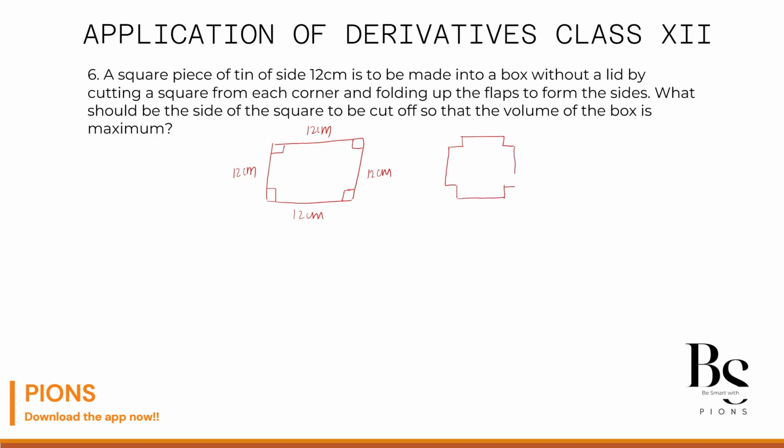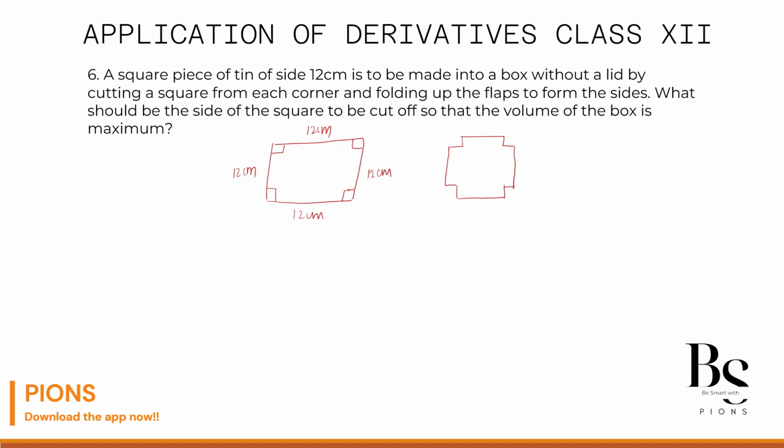You will have a paper like this. Now what you have to do, take this part and simply fold it like this. Take this part and simply fold it like this. Take this part and fold it like this, and take this part and fold it like this. When you fold all these four sides, you will get an open box. You can do it right now so that you can get a clear idea of what we are solving here.